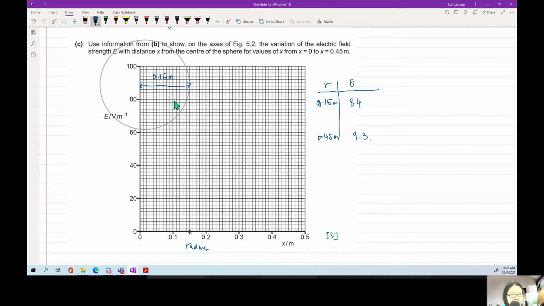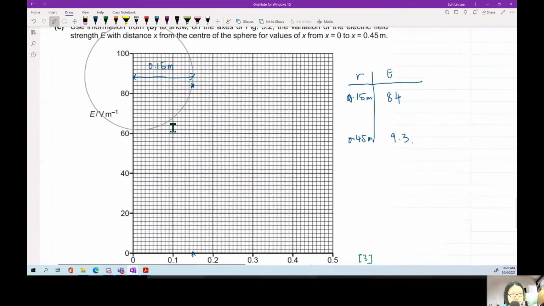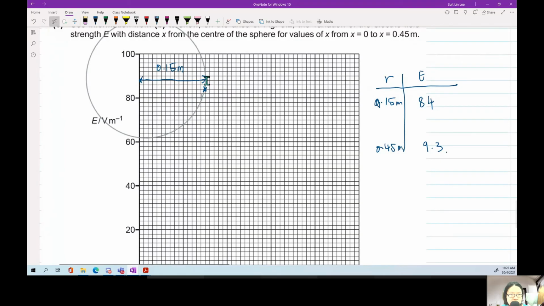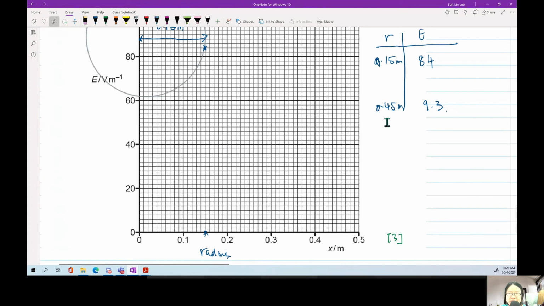So let us plot 84 first. 84 is 2, 4, 6, 8, 10. So 84 is here. I zoom in. 84 at 15 cm. Second coordinate 0.45, 9.3. So 0.45 is middle here. 9.3, 2, 4, 6, 8, 10. So 9 is somewhere here. Miss can plot in between boxes like this. Paper 4 can, paper 5 cannot.